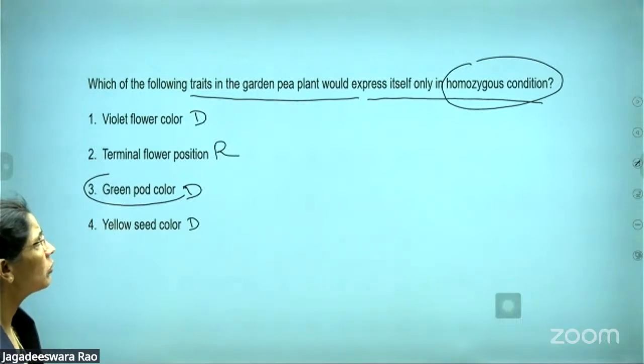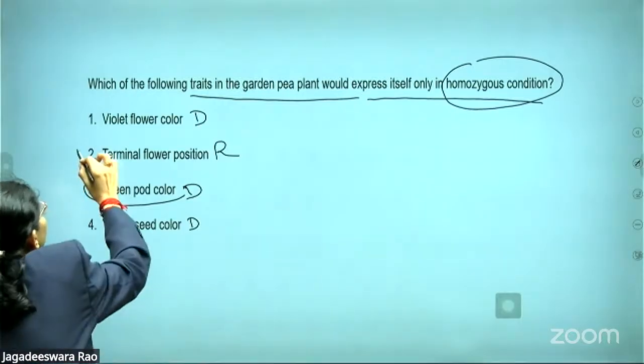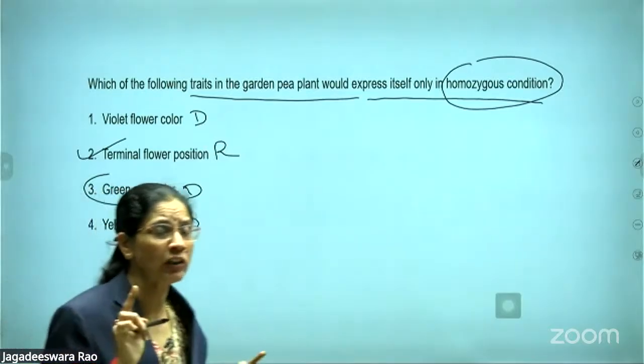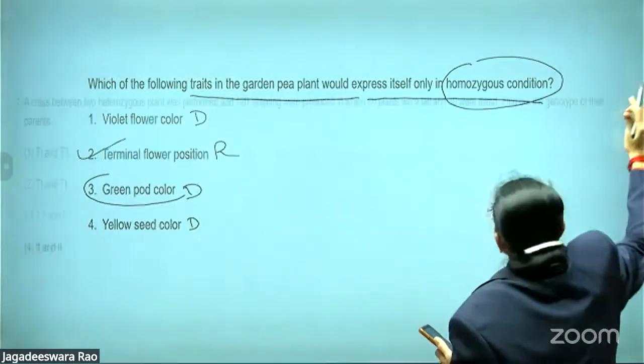Which can be expressed only in homozygous condition, that is terminal flower position, because it is recessive. Recessiveness appears only in a homozygous condition. Is that clear? Yes. Next question.